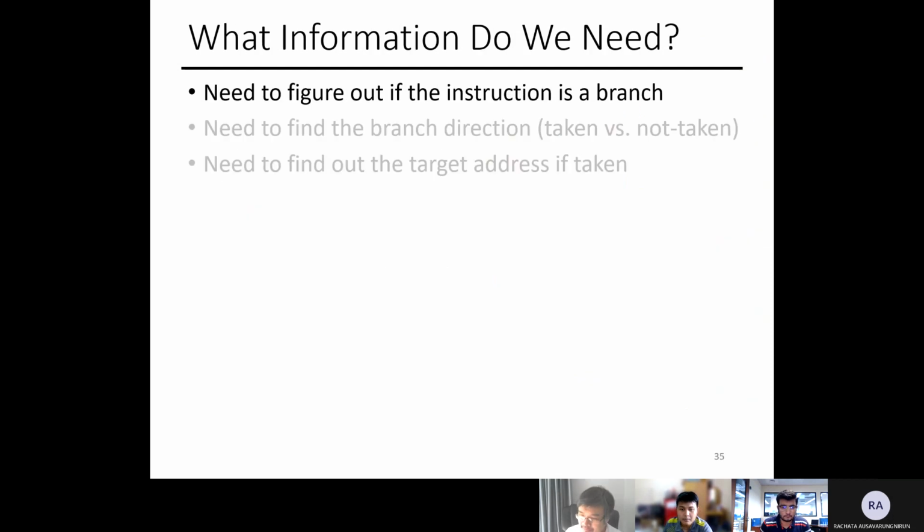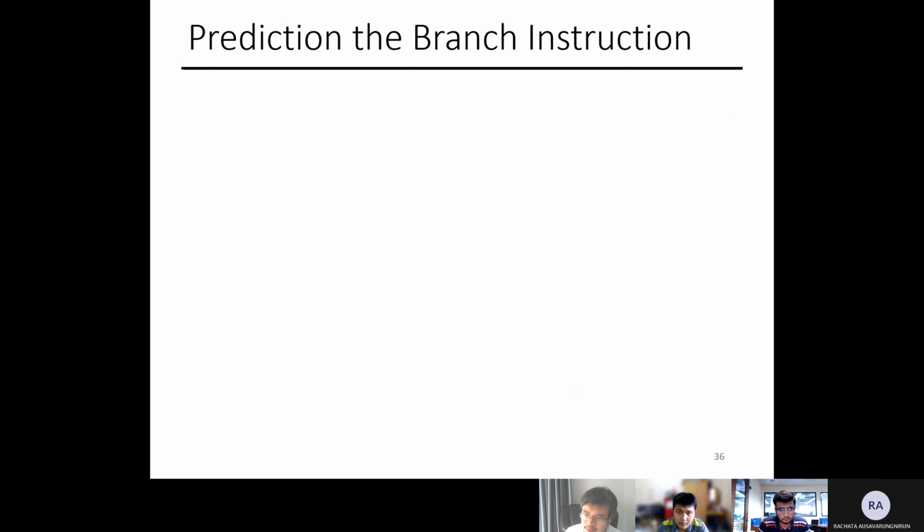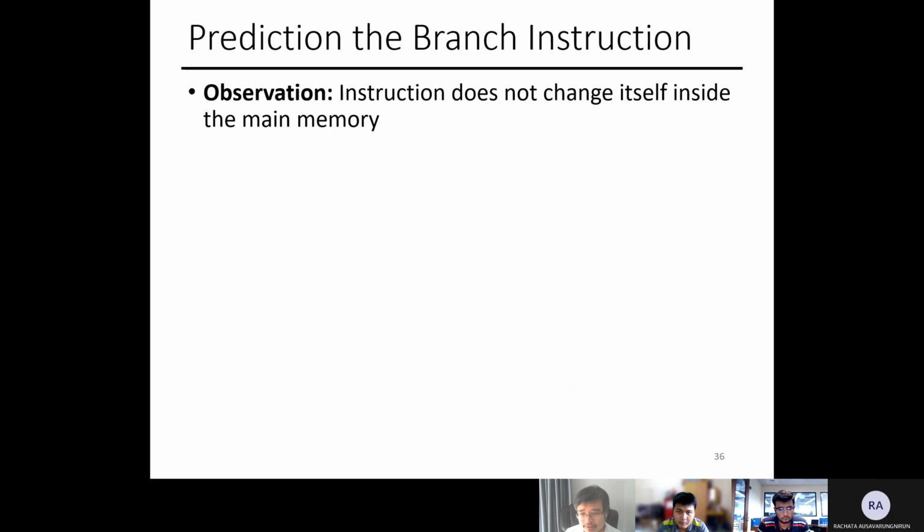There are multiple things we need to figure out to make it better. First, this is the easy part: is this instruction a branch? So we'll talk about this first because it's the easiest thing. When you want to predict a branch, if this instruction is a branch, my observation is this. The instruction doesn't change itself when you run, right? Inside the main memory, it's going to stay where it is. Why is that the case?